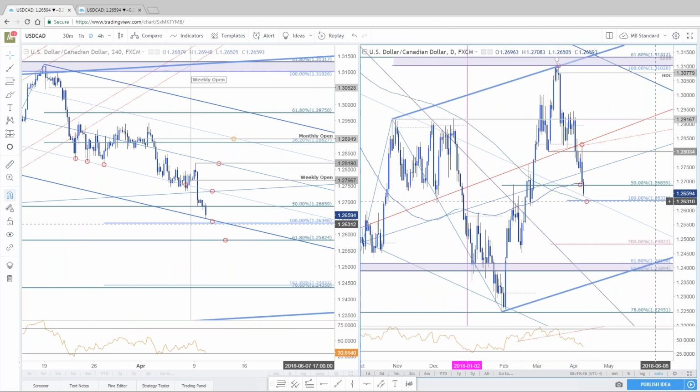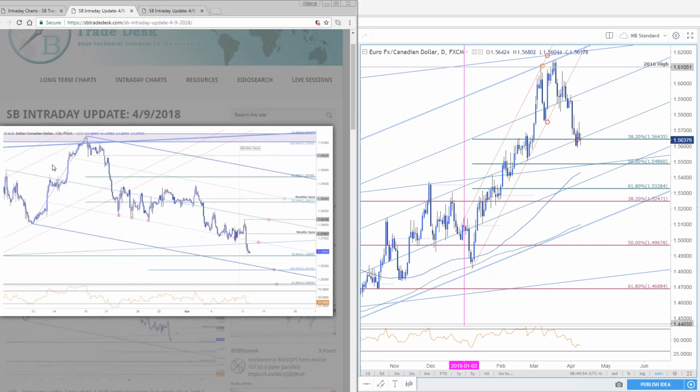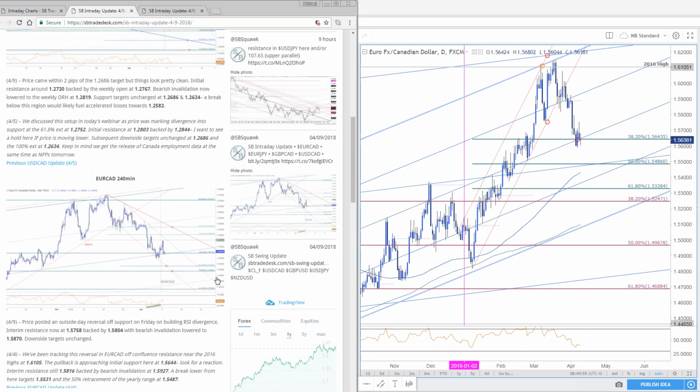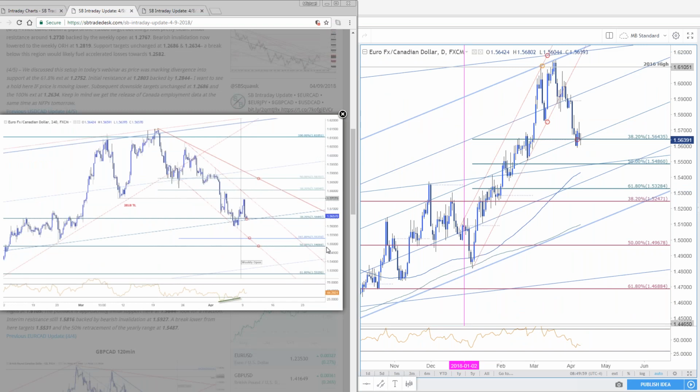All right, let's move on to the other CAD crosses that we covered last night. So, Euro CAD looks like this. This is one that we've been following for weeks. The last downside targets that we were looking for basically got hit, and it's been like a straddle situation ever since at that 50% retracement. Here's what the update looked like last night.